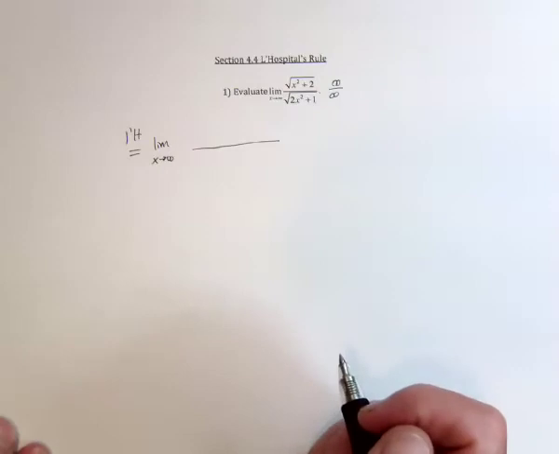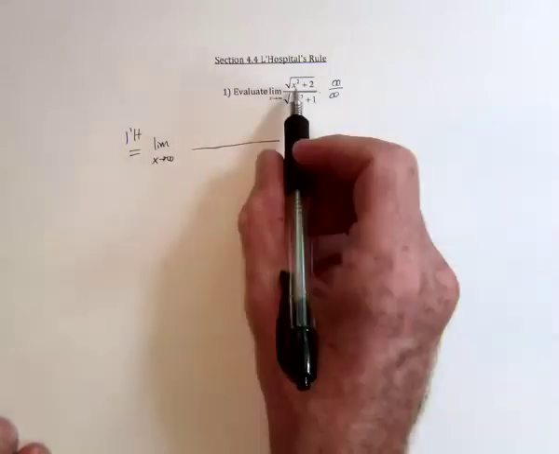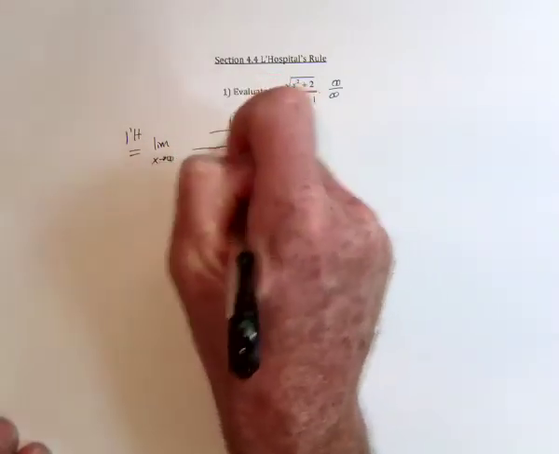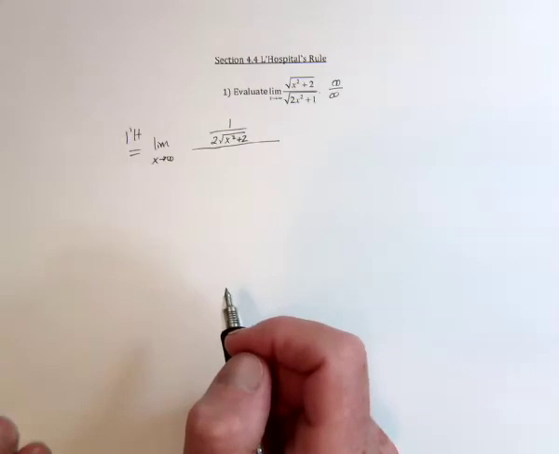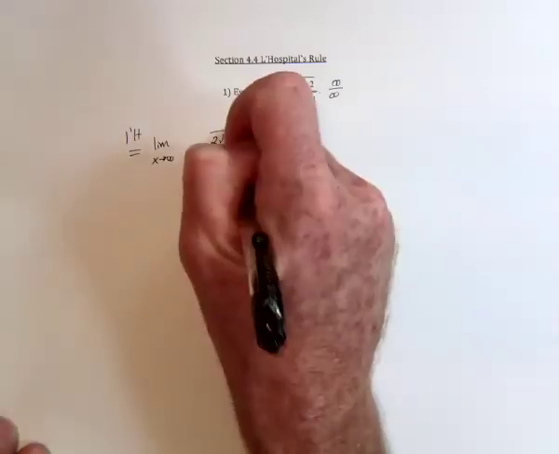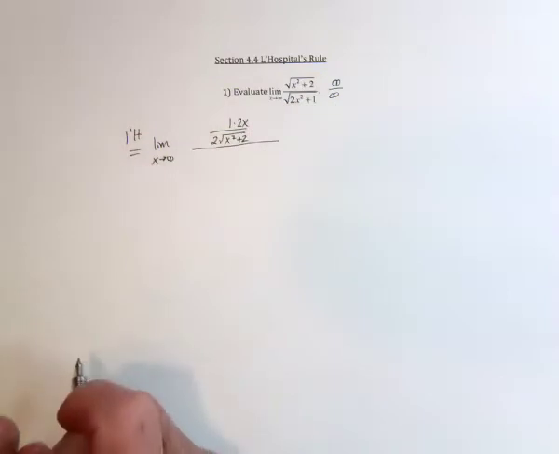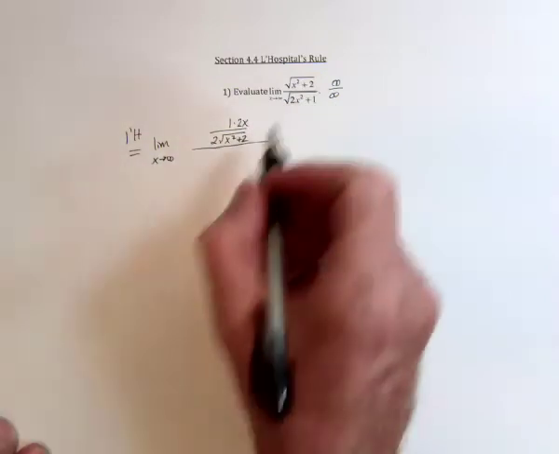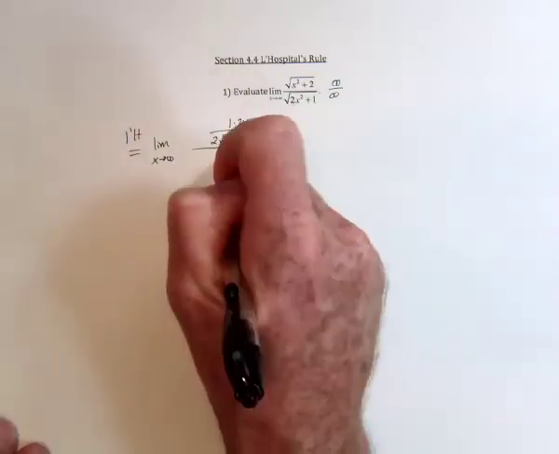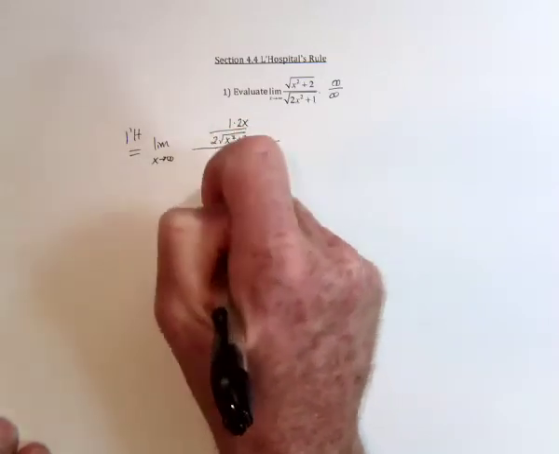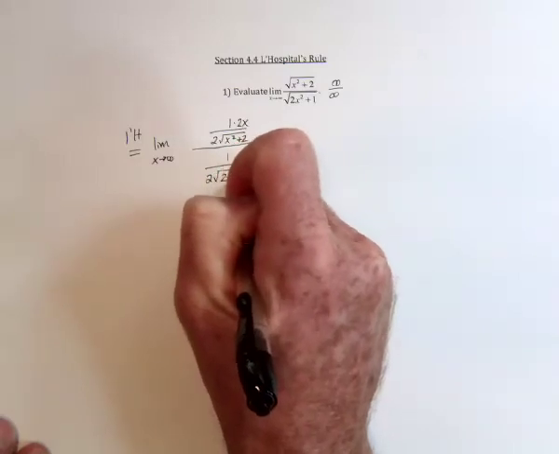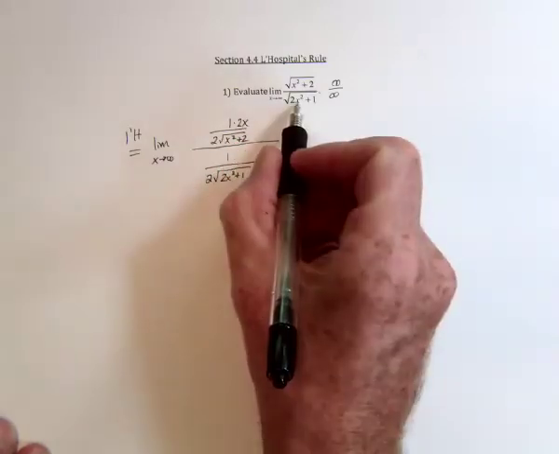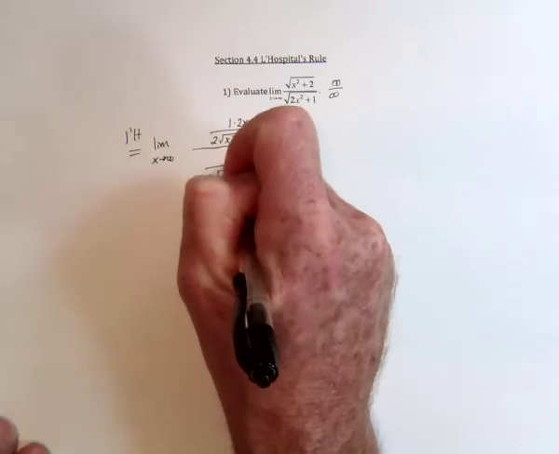And then we need to take the derivative of each function. So the derivative of the square root function is 1/2 times the square root function. And then the derivative of the inside according to the chain rule, which will be a 2x. And do the same thing for the denominator, so it begins with 1/2 times the square root function. And the derivative of the inside function will be 4x.